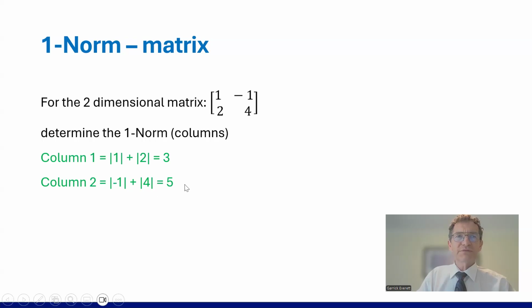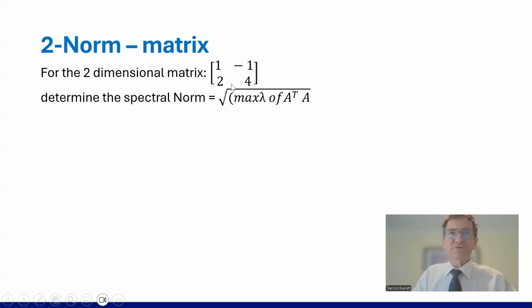So we want the maximum of these for the columns. If there are lots and lots of columns, you go through all of them and find the maximum. The maximum total in this instance is 5, and that's the 1 norm. That's the answer. It's very straightforward to do. You just have to remember, if I'm doing the 1 norm, I'm doing columns.